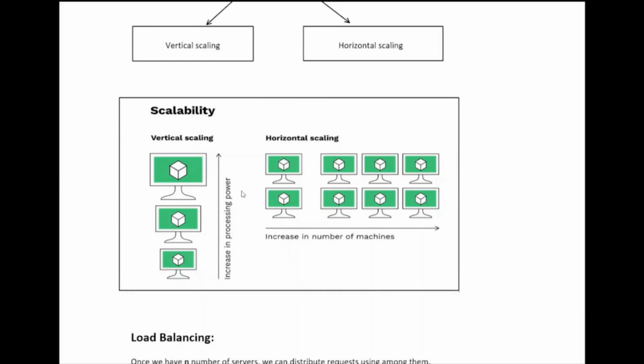Vertical scaling means adding more capacity or processing power to your existing server so that it can handle more load, like adding more RAM, more CPUs, etc. But this can be done only to a certain limit because it becomes too expensive and it will be a single point of failure. So, what's the solution? That's where we have horizontal scaling.